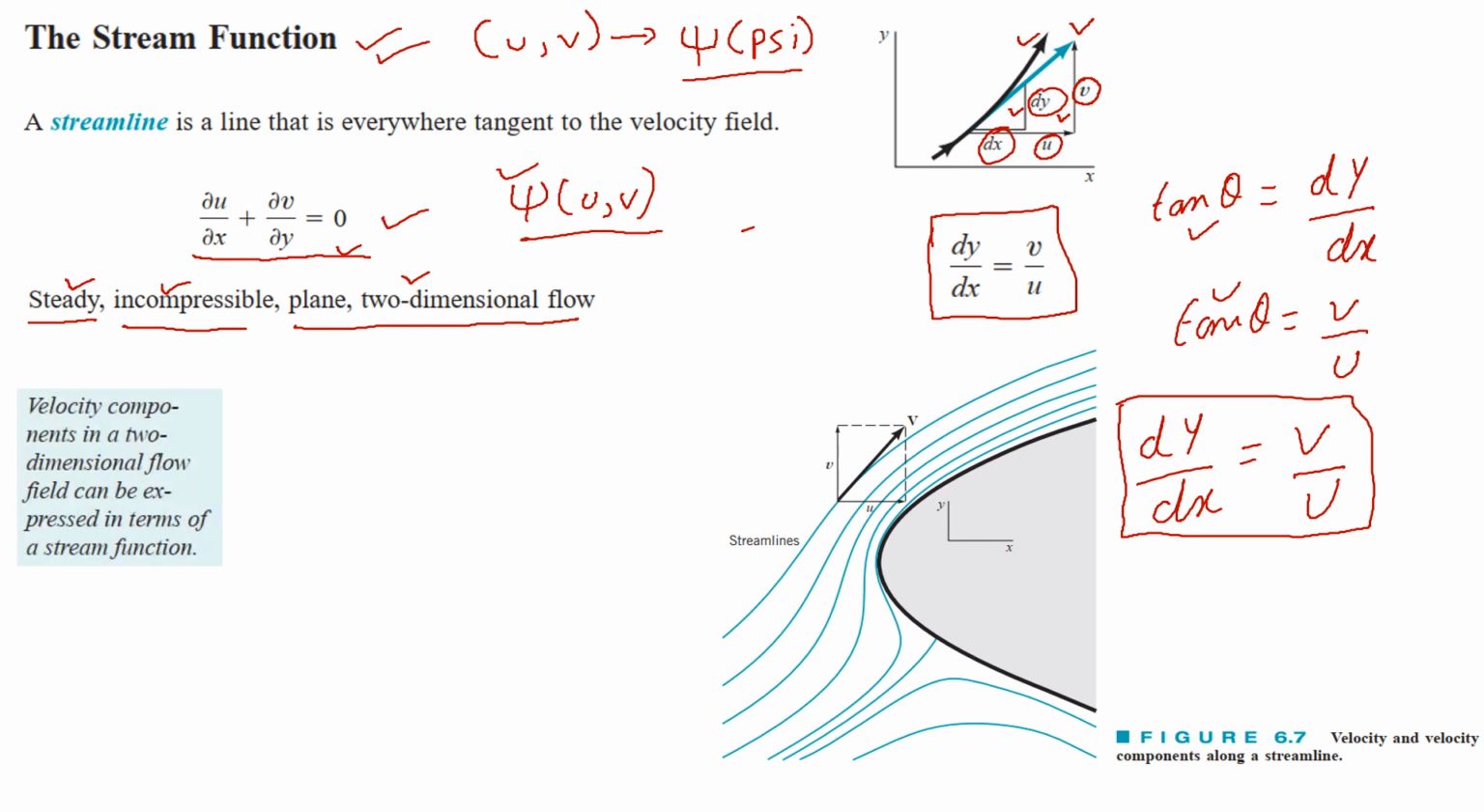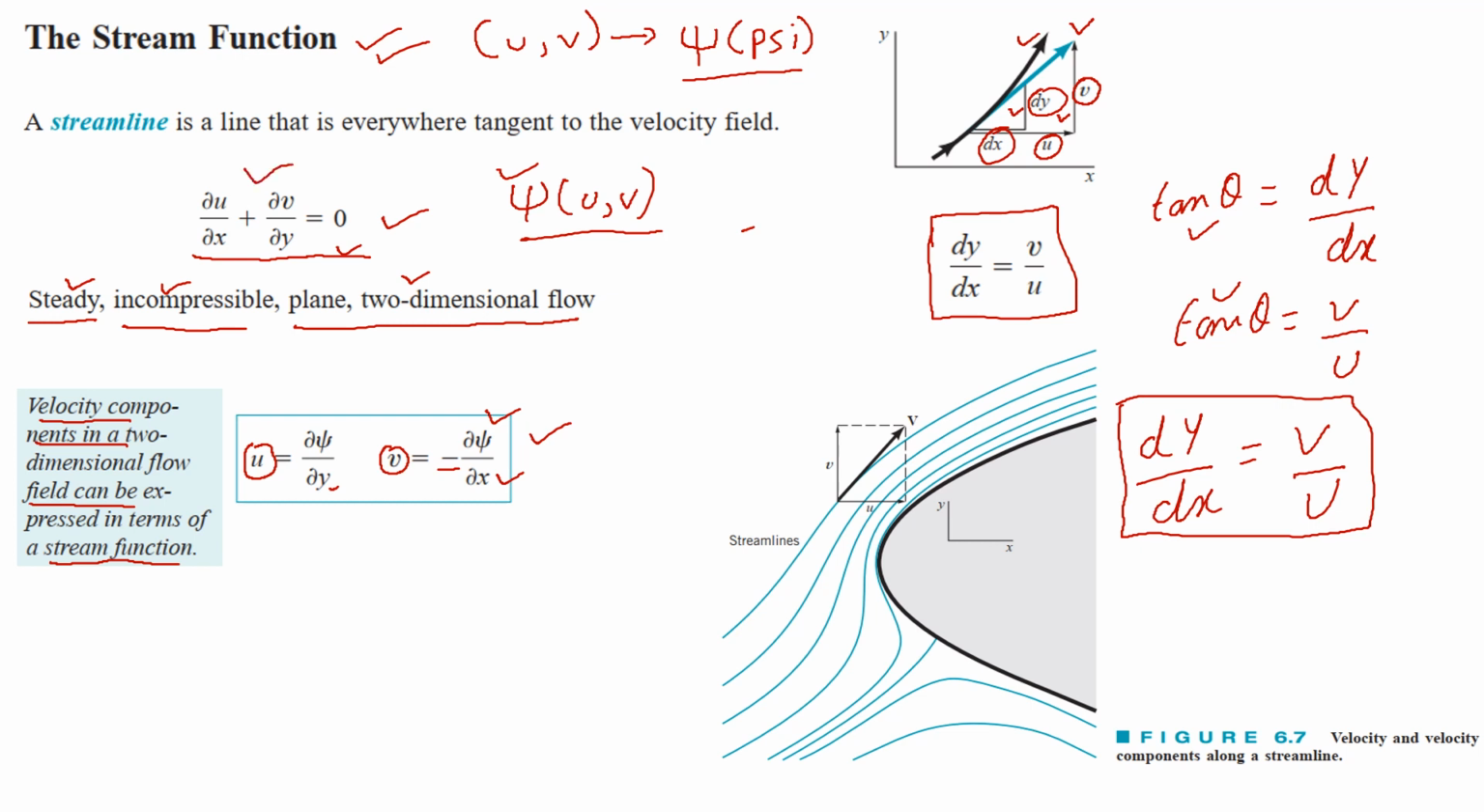To move forward, let's again define that velocity components in a two-dimensional flow field can be expressed in terms of a stream function, and this is how we are going to represent our two velocity vectors. Our u velocity vector is equal to partial psi over partial y, and our v velocity vector is equal to minus partial psi over partial x. If these equalities are right, then they must satisfy the continuity equation.